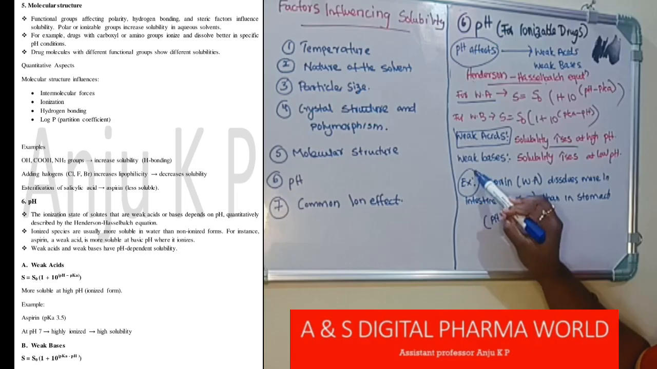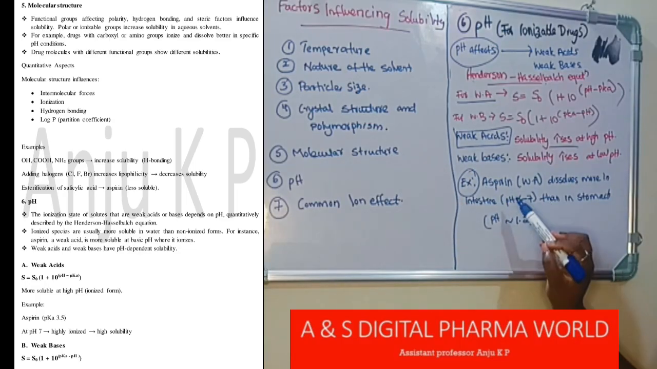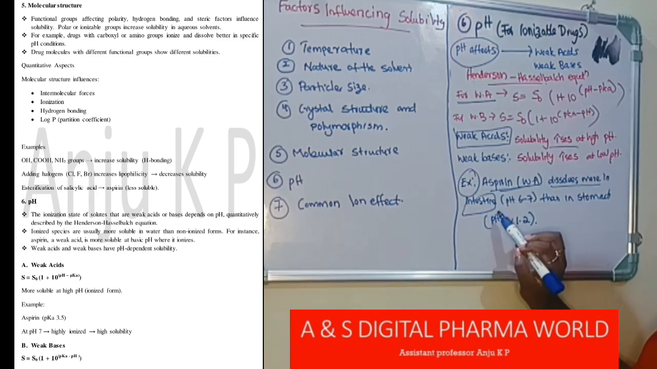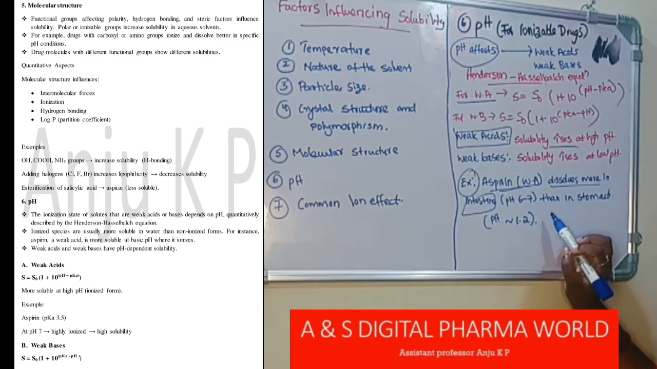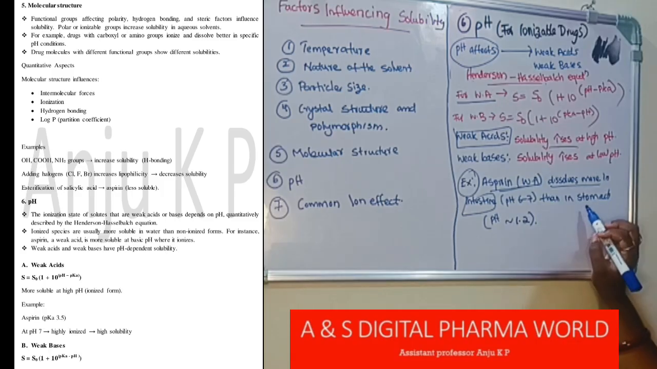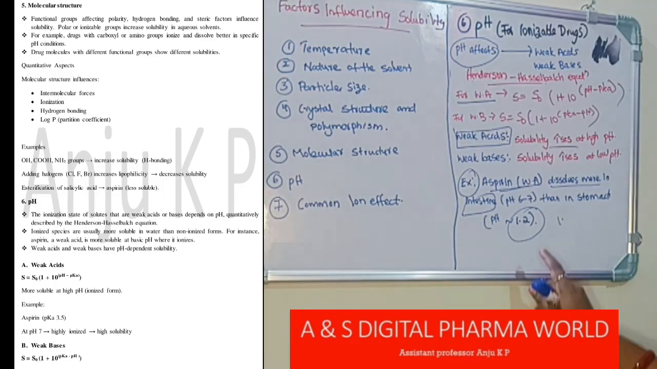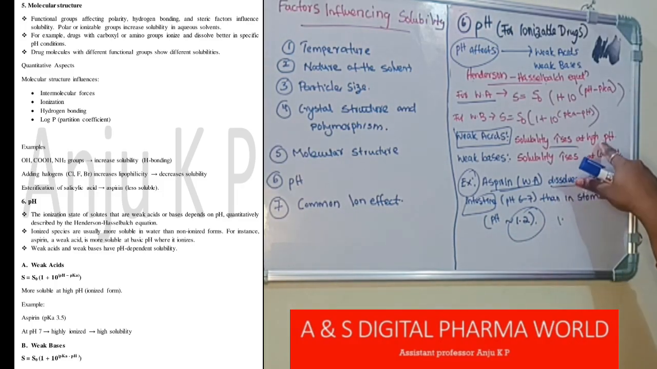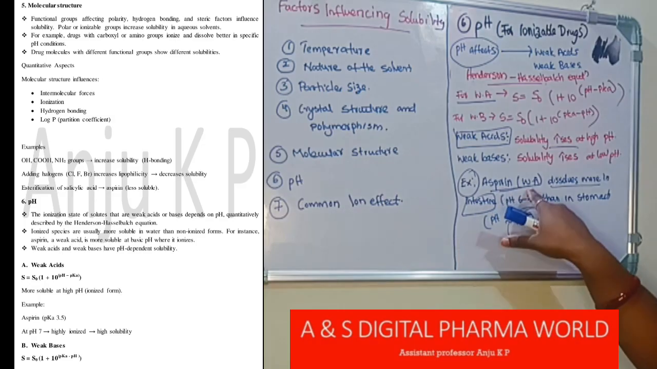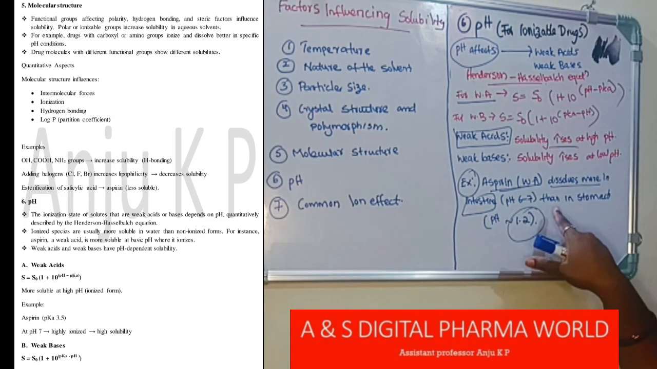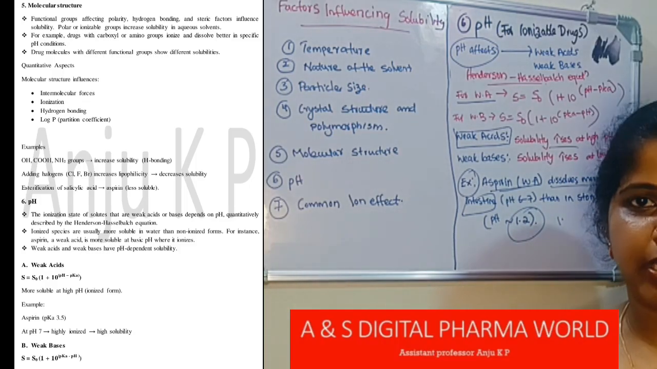Okay, so you can take aspirin as the example. We know aspirin is a weak acid. So that weak acid dissolves more in the intestine. Why? Because intestine pH is 6 to 7, right? In the stomach, pH is usually near about 1.2, so it is too low. We want higher pH. So the aspirin weak acid will dissolve more in the intestine pH, that is 6 to 7, than in the stomach. Okay, understood?